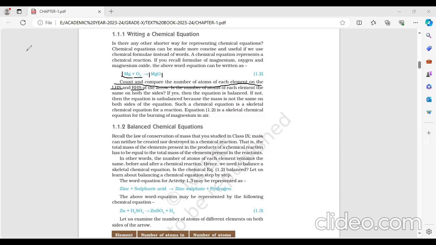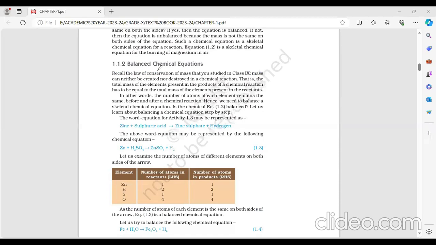So what do you need to do? You need to balance it. So how to balance? The next topic is how to balance. First, the word equation will be written using chemical symbols. Okay, fine. So next is activity 1.3. Zinc plus sulfuric acid, H2SO4, gives rise to zinc sulfate. Okay, you write this.